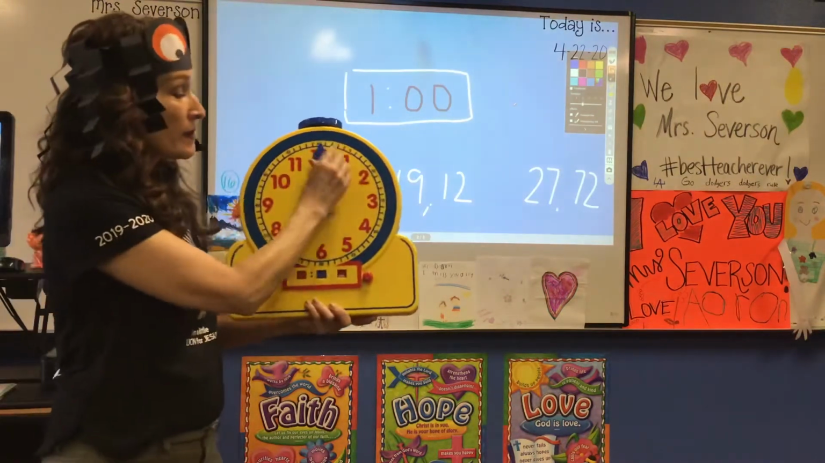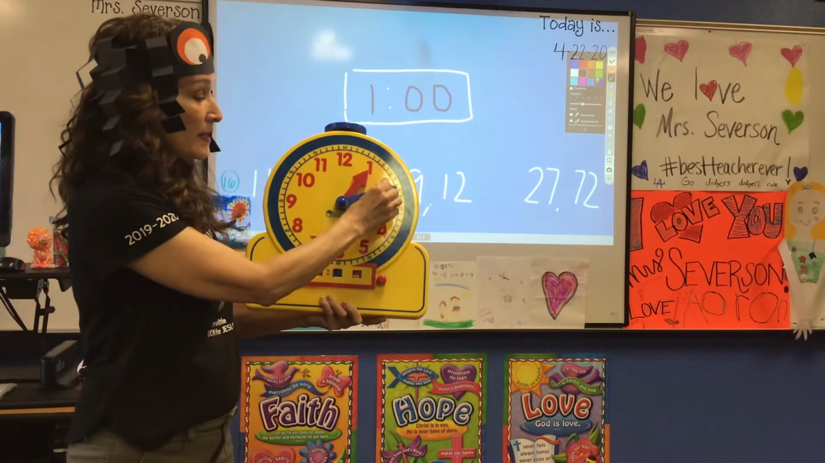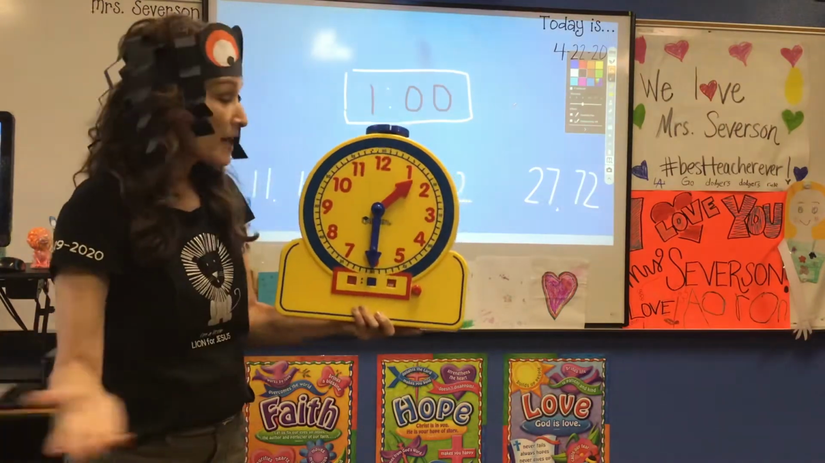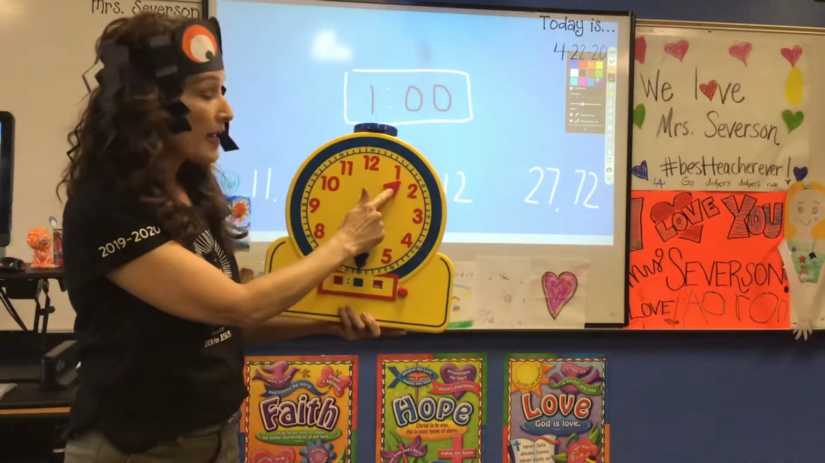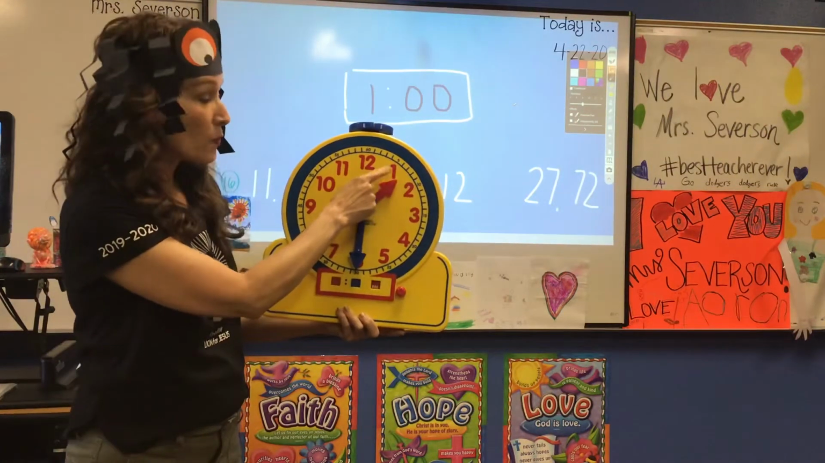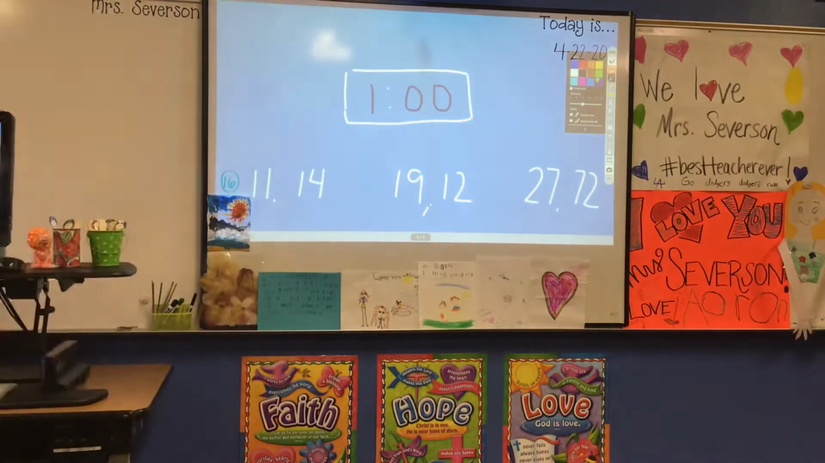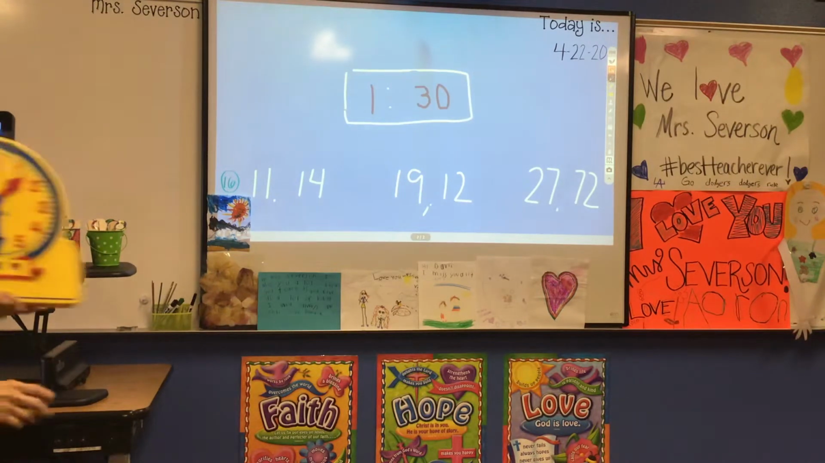Now, if I go 5, 10, 15, 20, 25, 30, what time would my clock say? We look at the hour hand. What number did it just pass? 1:30. So let's see, how would I write a 1:30? I would just erase the back part, and I would write a 1, a 3, and a 0. So we have 1:30.